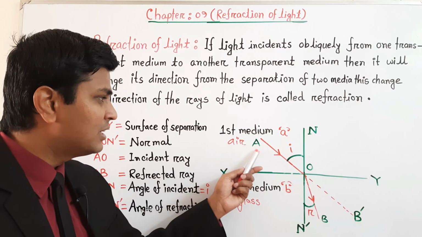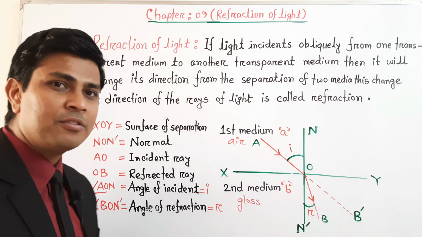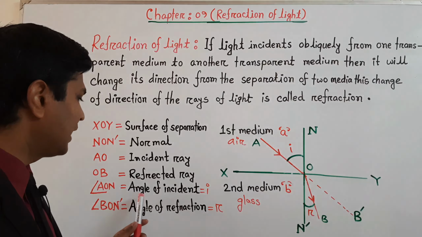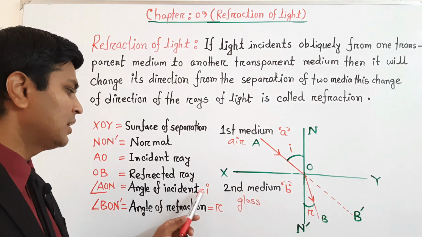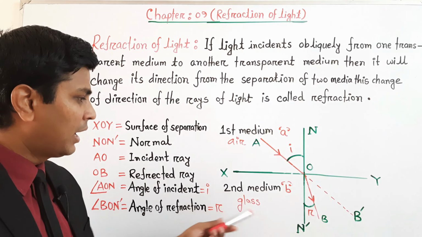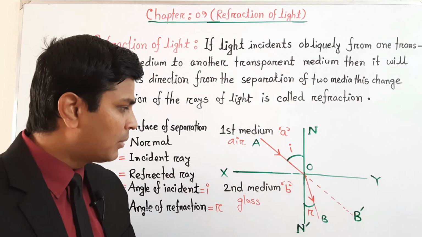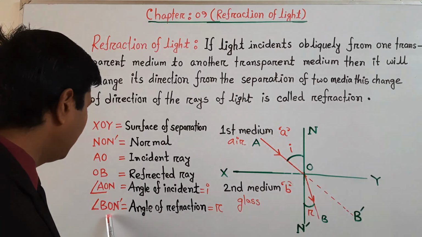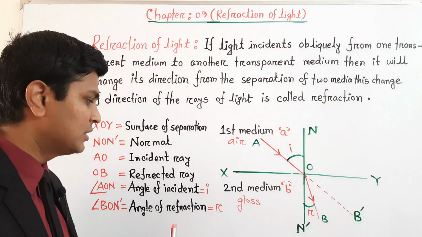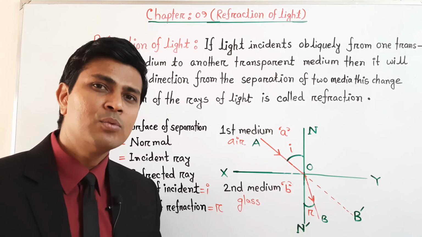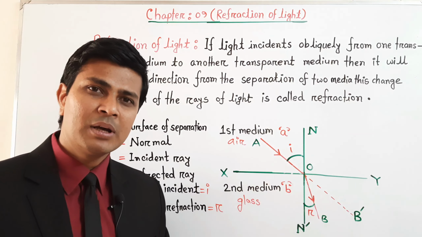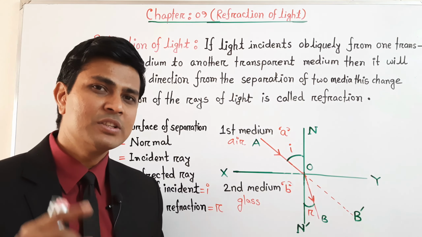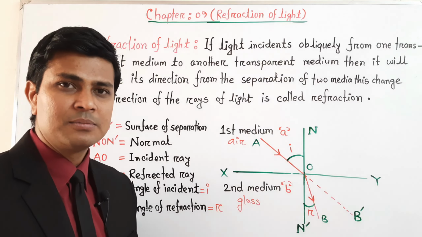The angle between the incident ray and the normal is called the angle of incidence. So we can write here AON is the angle of incidence, which is represented by small letter i, and the angle between the normal and the refracted ray is called the angle of refraction. BON prime is the angle of refraction, which is represented by r. Sometimes we can see the light bends away from the normal, and sometimes we can see the light bends towards the normal. Now I will show you these two events by drawing the figure.